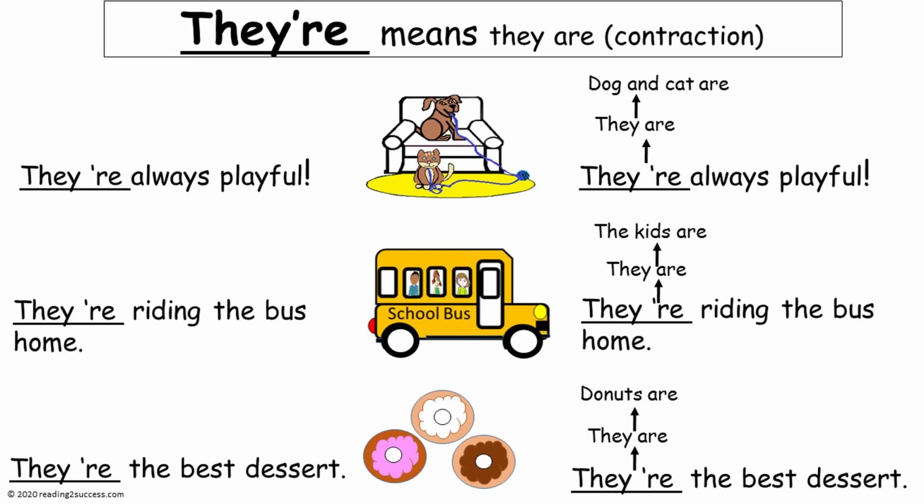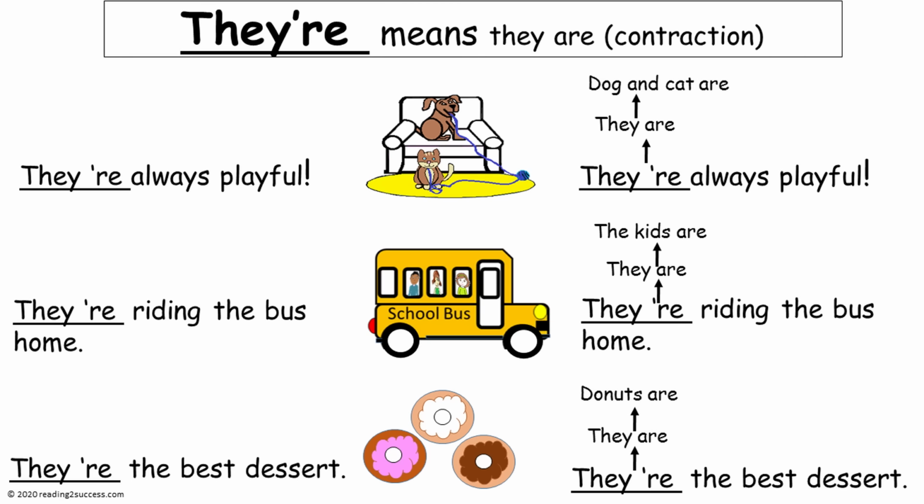So now with kids, read the first sentence, they're always playful, and then go across and replace they're with the two words they are. So together read, they are always playful, and then replace they are with dog and cat are. Dog and cat are always playful.